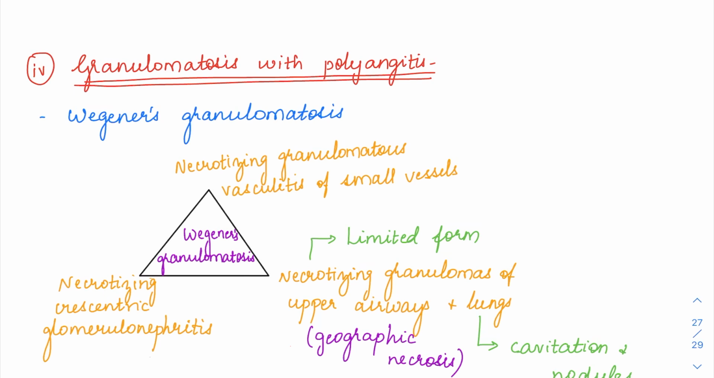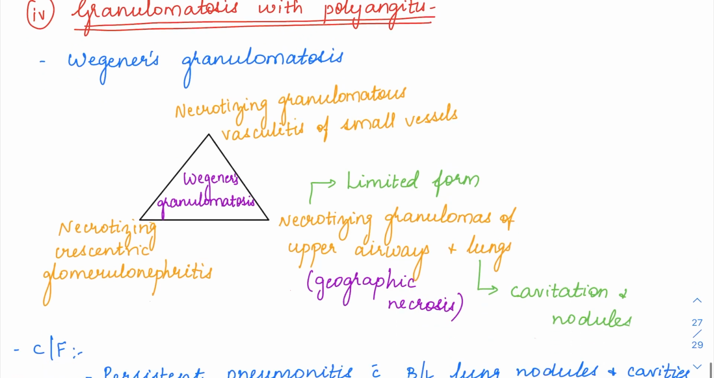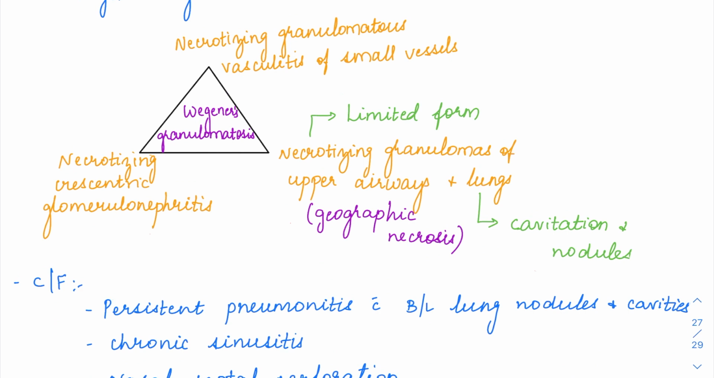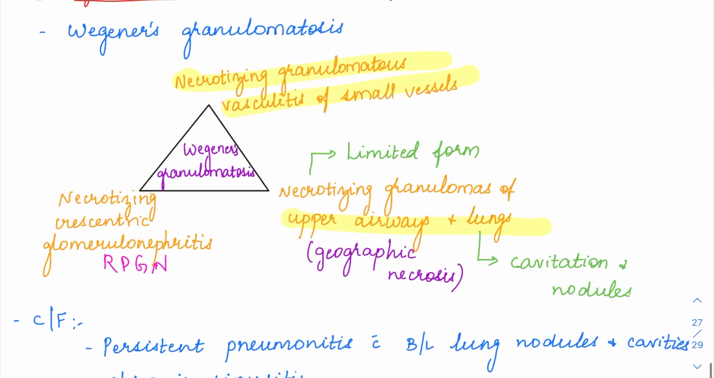Previously, its name was Wegener's granulomatosis, and it has a classical triad, and the major feature which describes it will be necrotizing granulomas. And these necrotizing granulomas will be present both in the small vessels, then also in the upper airways and the lungs as well. So necrotizing small vessel vasculitis along with upper airways and lung necrotizing granulomas. So we also have this necrotizing crescentic glomerular nephritis, which will present as RPGN in the kidney. So rapidly progressive glomerular nephritis.